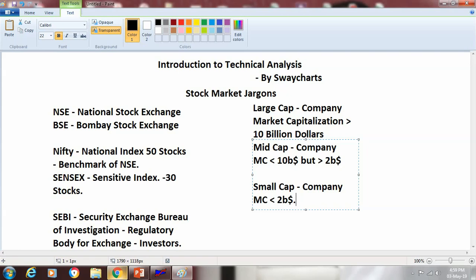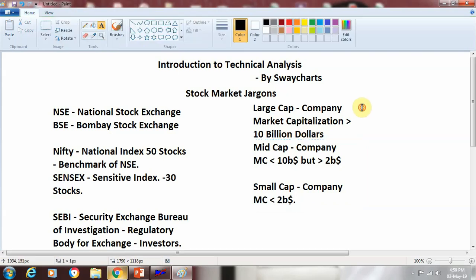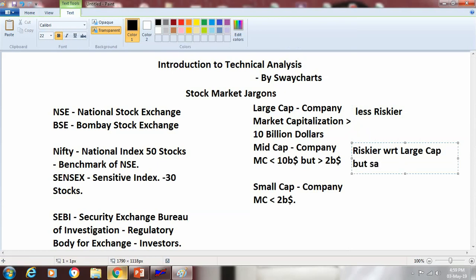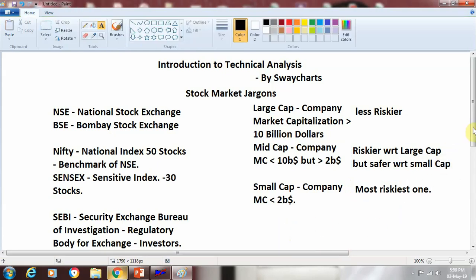Now we need to understand one more thing with respect to these three types of market capitalized companies. Large cap companies are basically less risky. Okay, so let me just write here. Large cap companies are less risky compared to the other two. Now mid cap companies are riskier with respect to large cap, but safer with respect to small cap. Okay, and this is the riskiest one.